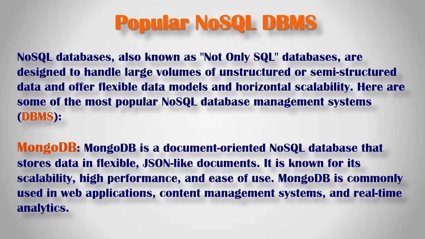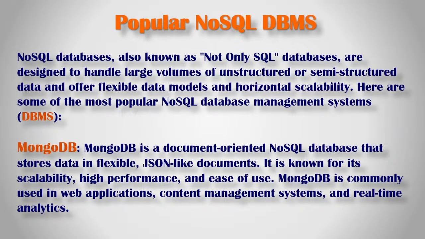NoSQL databases, also known as "not only SQL" databases, are designed to handle large volumes of unstructured or semi-structured data and offer flexible data models and horizontal scalability. Here are some of the most popular NoSQL database management systems, DBMS. MongoDB. MongoDB is a document-oriented NoSQL database that stores data in flexible, JSON-like documents. It is known for its scalability, high performance, and ease of use. MongoDB is commonly used in web applications, content management systems, and real-time analytics.